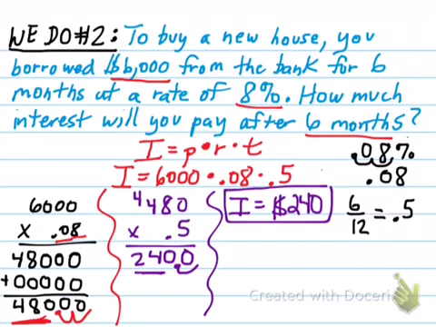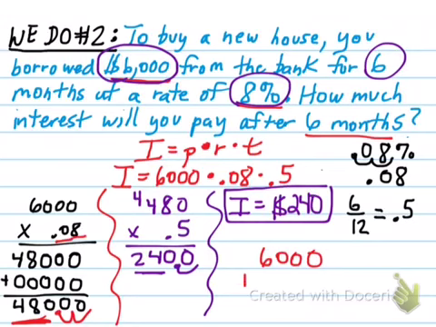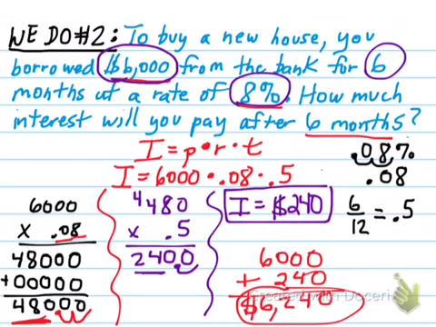So very quickly, what does this mean? So if we borrowed $6,000 from the bank at this rate for this long, 6 months, we would have to pay an additional $240 because borrowing, we get charged for it. So what we're really paying to borrow $6,000, if we just add 240, would be $6,240. That's the cost for us to borrow $6,000 with interest.